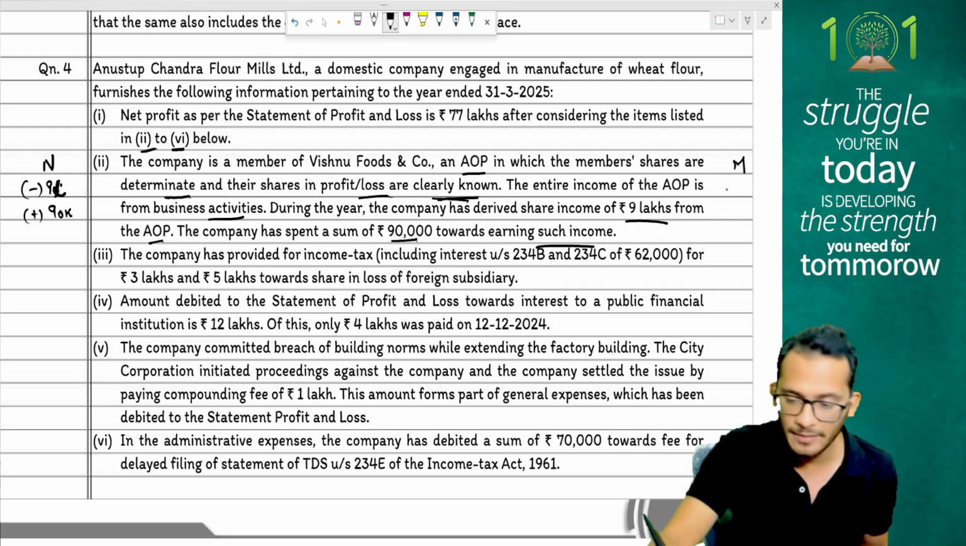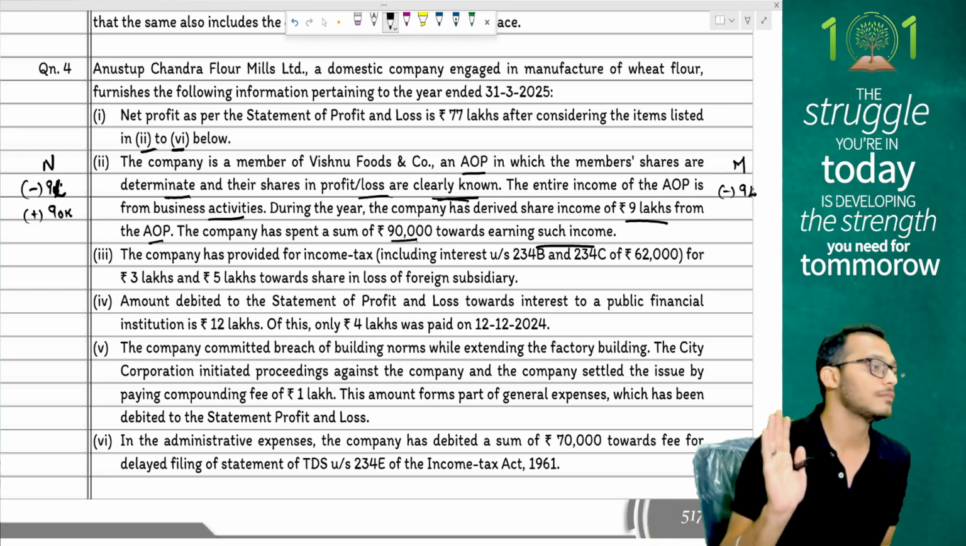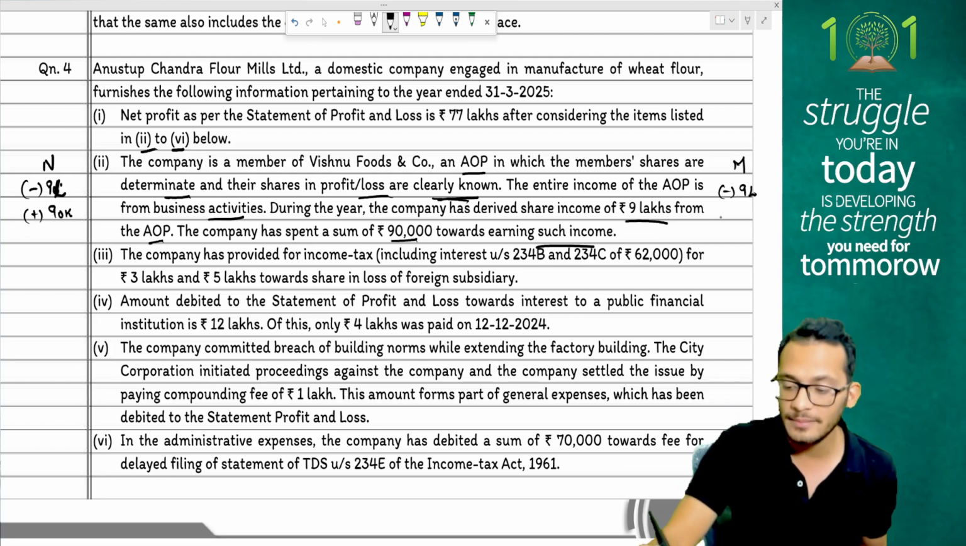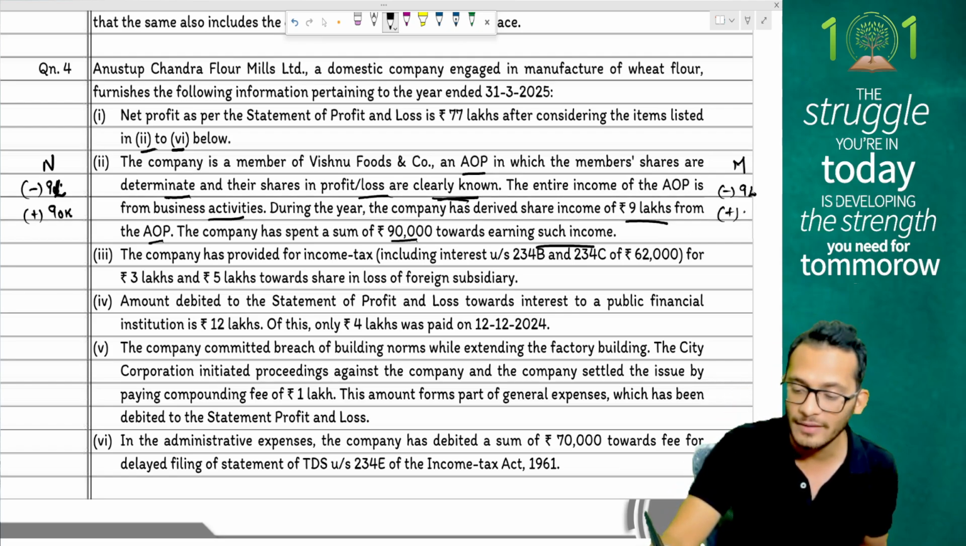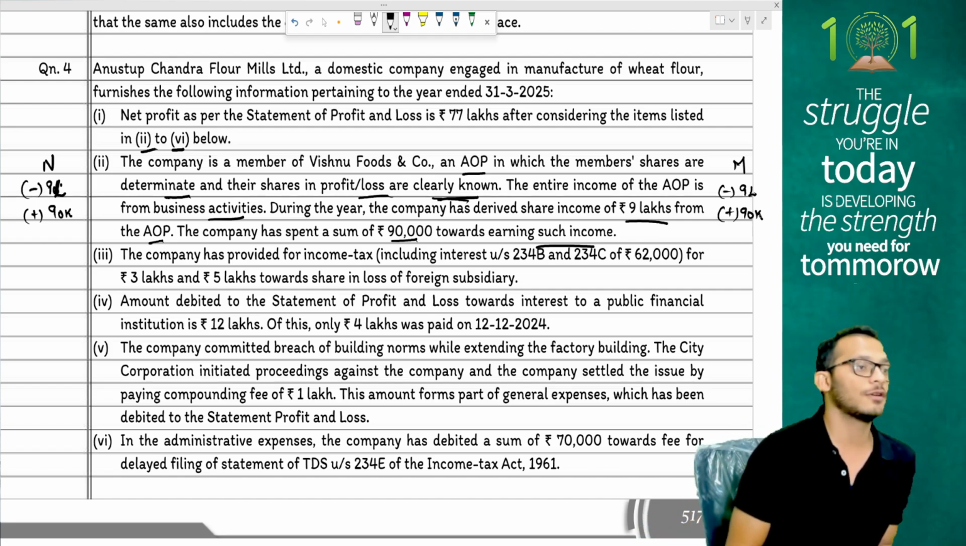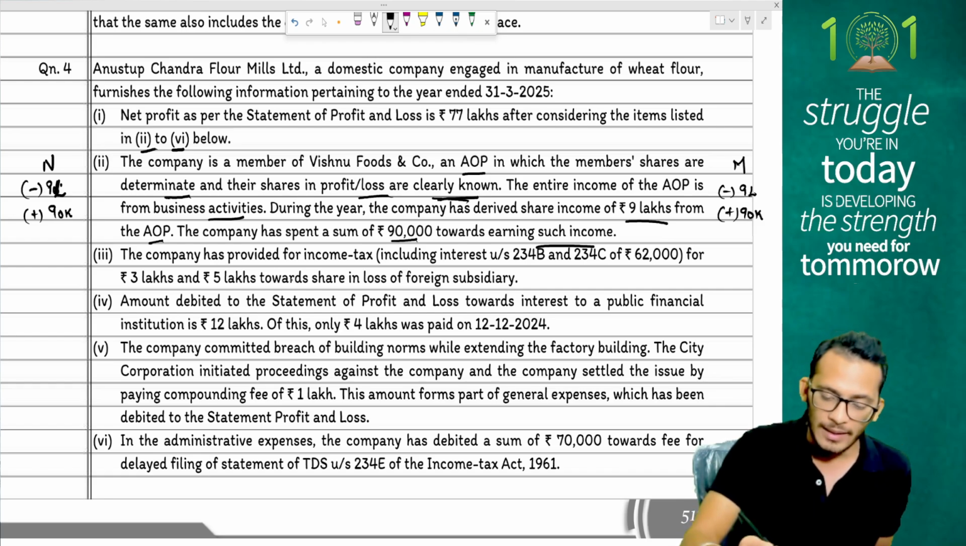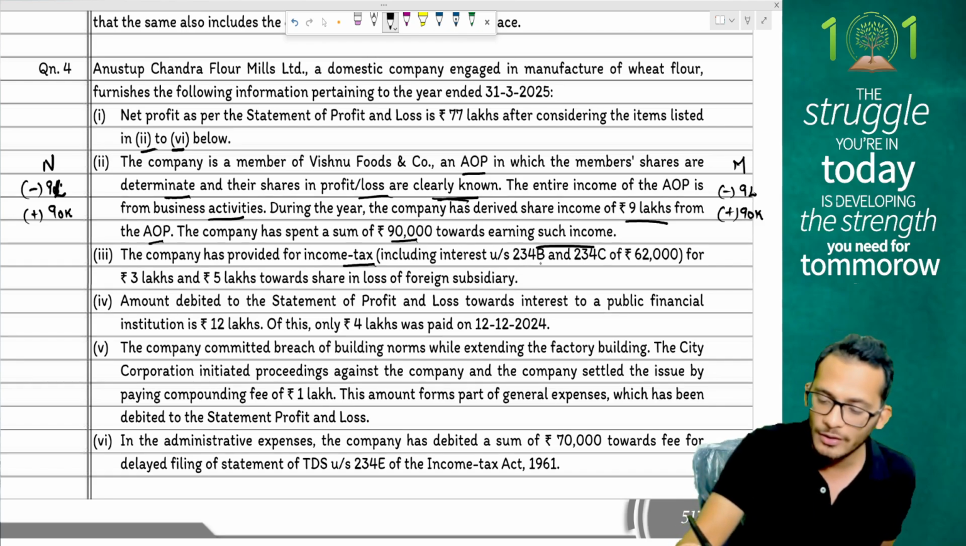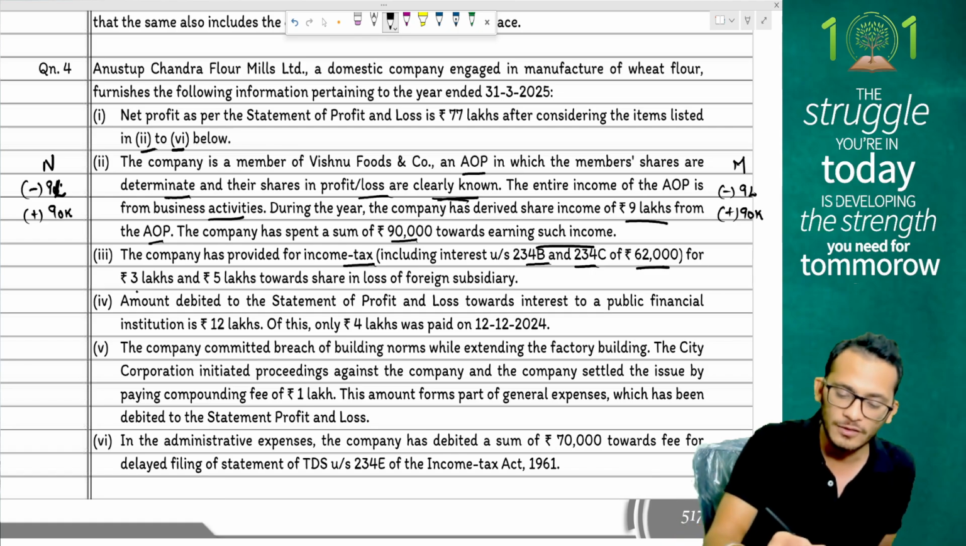Yes, people, we discussed it in MAT also. In MAT computation also, all your exempt incomes are exempt in MAT also. So the provisions of MAT will remain as it is. No changes in MAT computation. Yes or no? Yes. Next, moving forward, the company has provided for income tax including 234B and C of 62,000, for 3 lakhs and 5 lakhs towards share in loss of a foreign subsidiary.